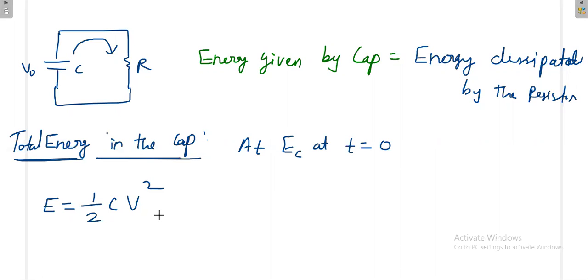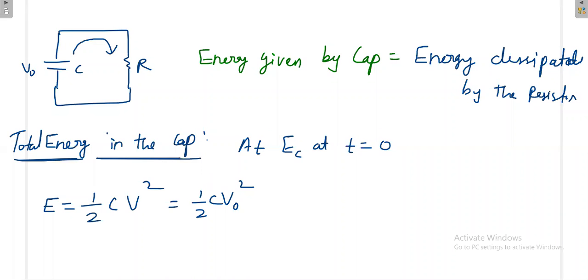So that means at t equal to 0, what is the voltage? The voltage is V naught. The total energy present in the capacitor is 1 by 2 C V naught square. Now I will try to find out the energy dissipated by the resistance. That is also the same, 1 by 2 C V naught square. I will try to prove it.